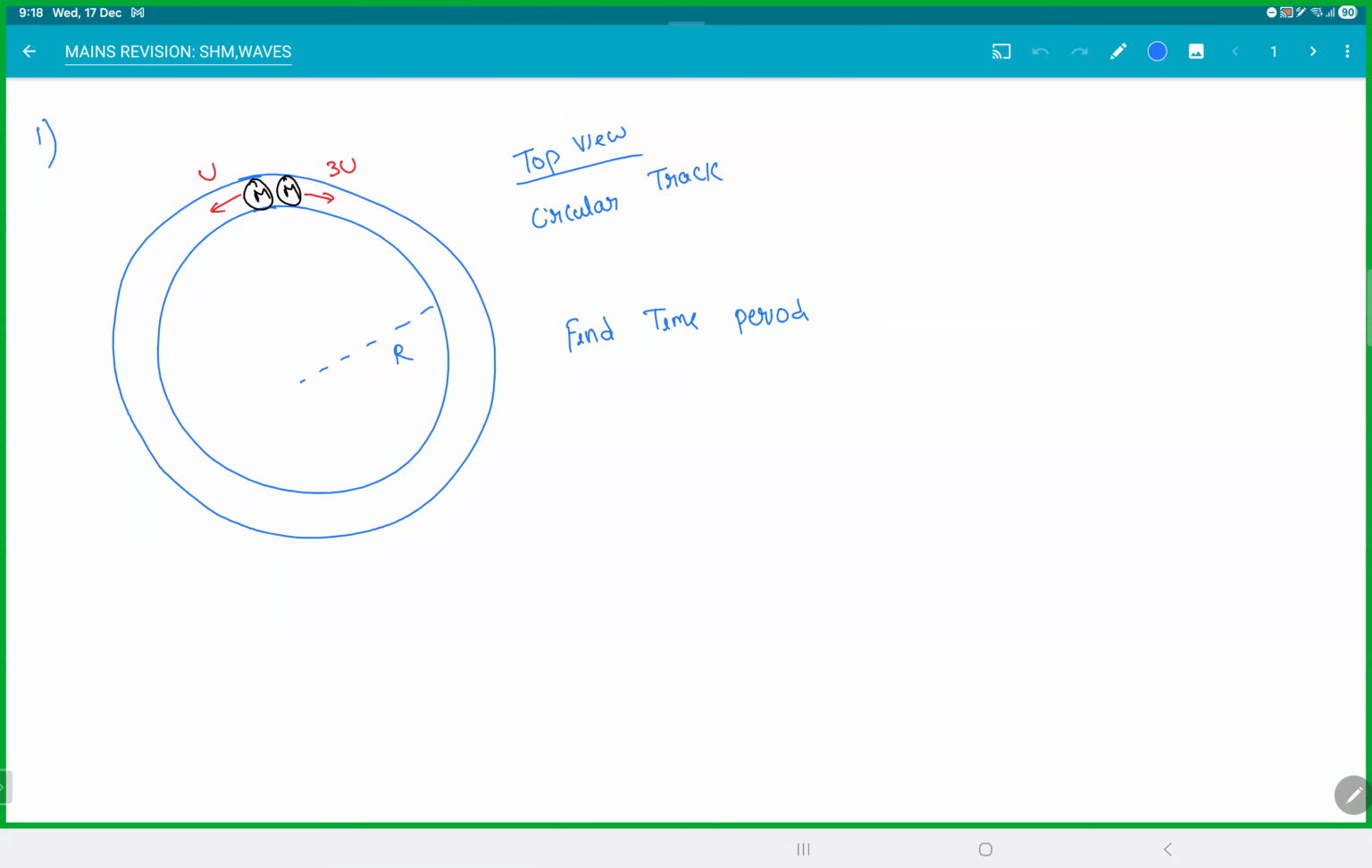But let's get this thing. Two identical balls, e is equal to 1. It's a perfectly elastic collision. It's a circular track. Find the time period of the system. Again, what is the definition of time period? The motion should repeat itself. The particle should come to the same position with the same velocities in the same way.